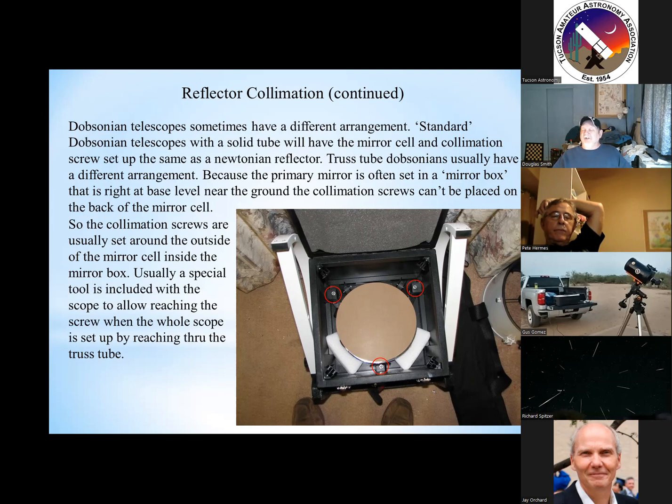And I mean, there could be other things wrong with it. There could be things wrong with the mount. There could be things wrong with the focuser. There could be other issues with the telescope. But if you get a good optical collimation, that usually means the optics are good.